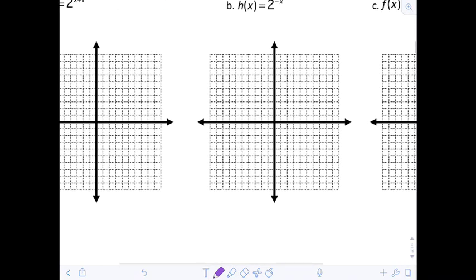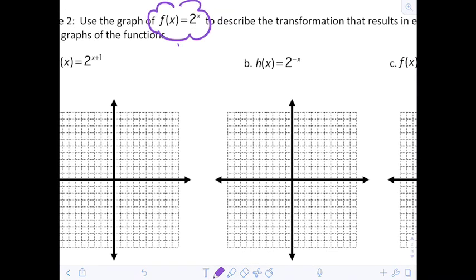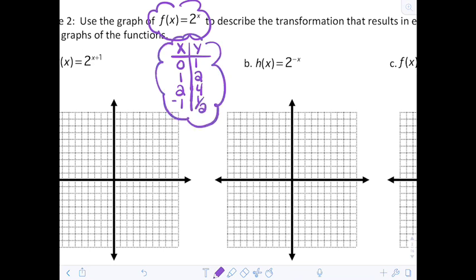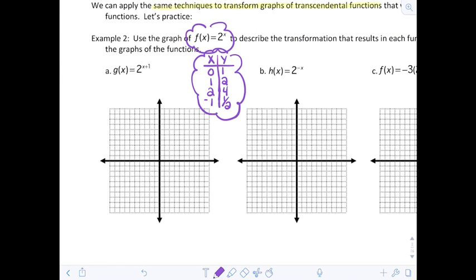So 2 to the x, if I just look at 2 to the x and I make a little chart of what's going to happen, I know that if I plug in 0, I get 1; 1, I get 2; 2, I get 4; and negative 1, I get 1/2. So these are the ordered pairs for that parent function. And let's see how they transform with each of these.